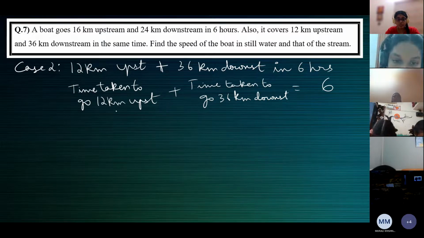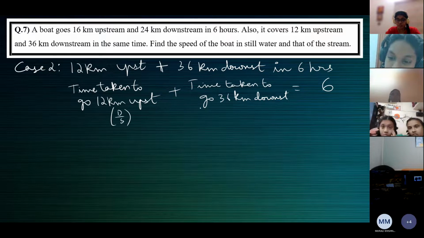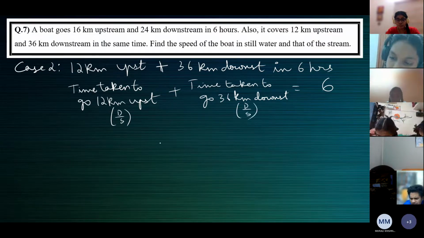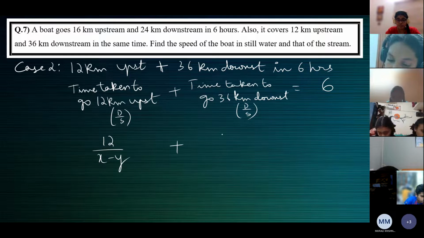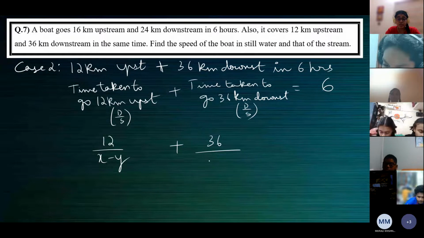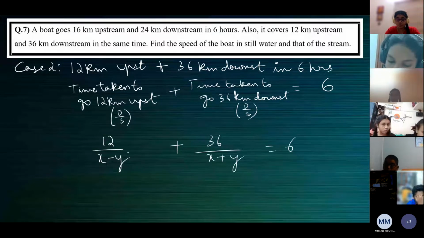Now, how do you find time? Distance by speed. Now tell me what's the distance here? 12. What is the speed? x minus y. Plus, what's the distance? 36. Speed? x plus y, is equal to 6. So this is the time taken.